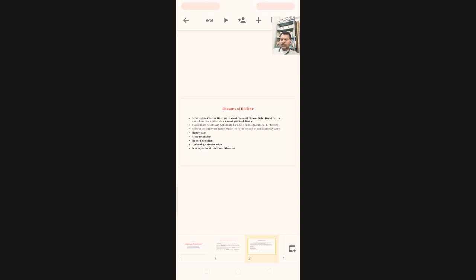So there were basically five reasons which are identified as the reasons for the decline of political theory. First is historicism. Historicism means most of the classical thinkers focused on historical aspects or the historical development of institutions like state, government, etc. Second point was relativism. At the same time, it was more hyperfactualism, means factual information was overloaded in the traditional understanding of the subject.